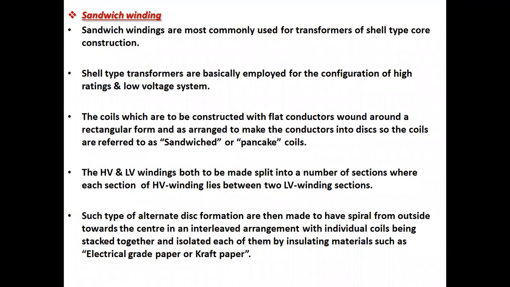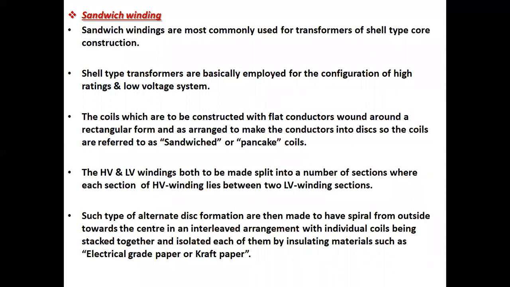Let's start with sandwich winding. Sandwich windings are most commonly used for transformers of shell-type core construction. Shell-type transformers are basically employed for the configuration of high ratings and low voltage systems.